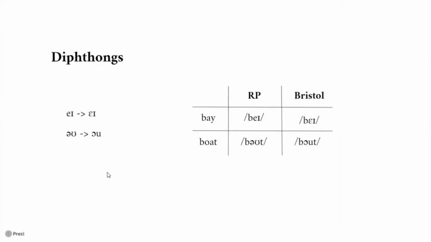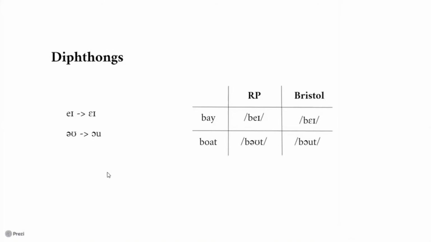Another distinctive feature of the Bristol accent are diphthongs. They tend to be wider, so their articulation is slightly different. It means that the start and the end points of the represented vowel are more widely separated.